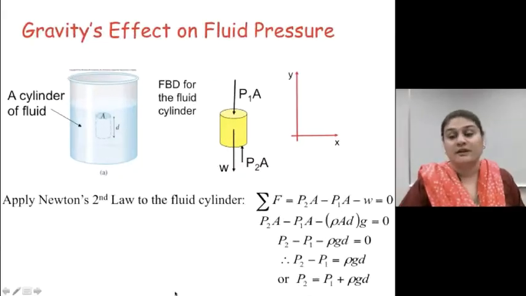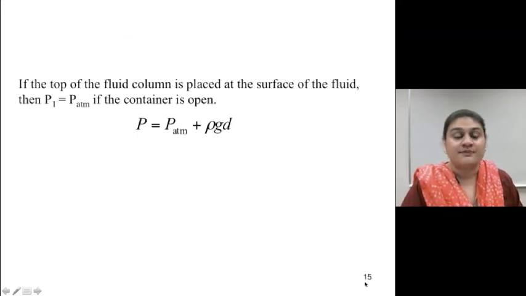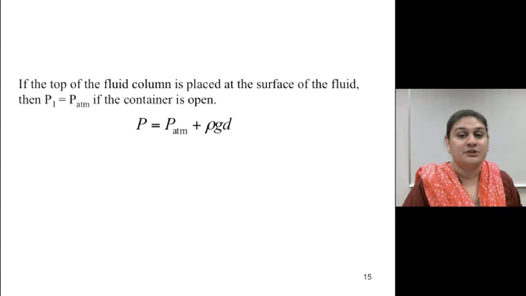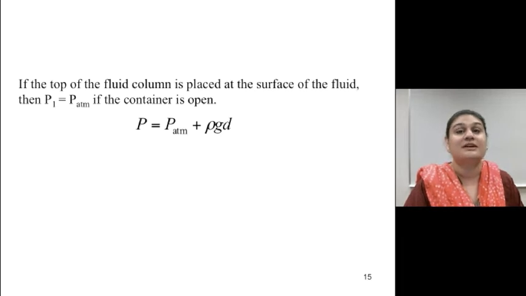So now note very carefully, this is going to be P2 equals P1 plus rho g D. In other words, if the top of the fluid column is placed at the surface of the fluid, then P1 will be the atmospheric pressure if the container is left open. Atmospheric pressure, we already talked about this. What is this? 1 atm at sea level, right?